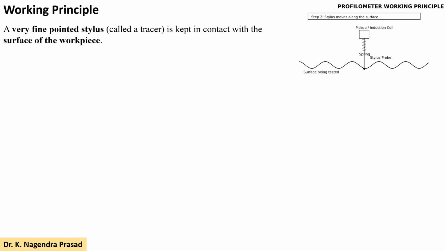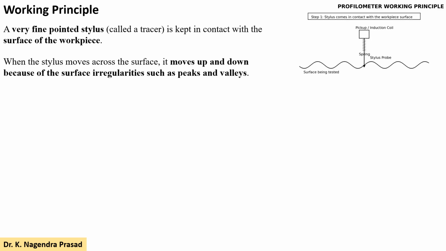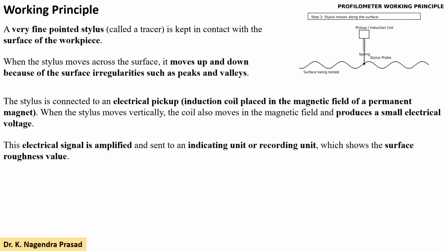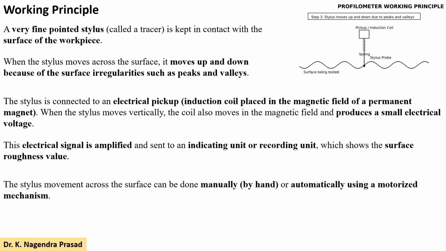Let's see the working principle of the profilometer. A very fine pointed stylus is kept in contact with the surface of the workpiece. Then the stylus moves across the surface and moves up and down because of surface irregularities such as peaks and valleys. The stylus is connected to an electrical pickup. As the stylus moves vertically, the coil also moves in the magnetic field and produces a small electrical voltage. This electrical signal is amplified and sent to an indicating or recording unit which shows the surface roughness value. The stylus movement across the surface can be done manually or automatically using a motorized mechanism.